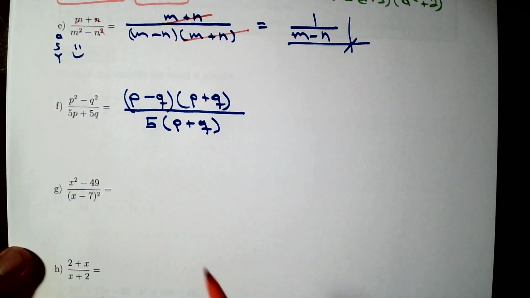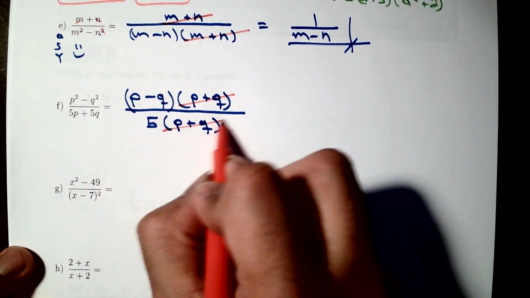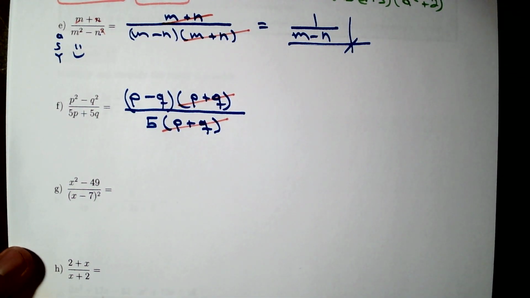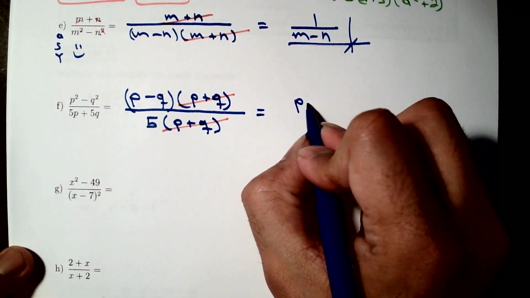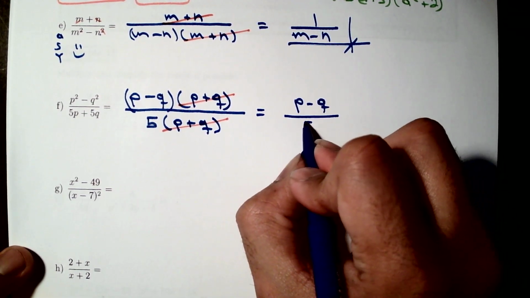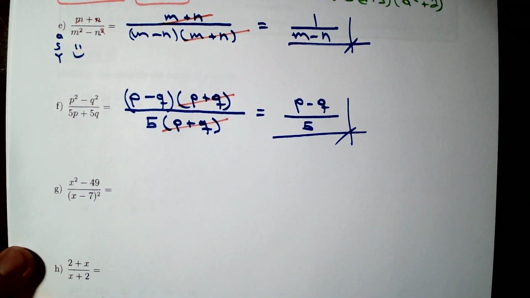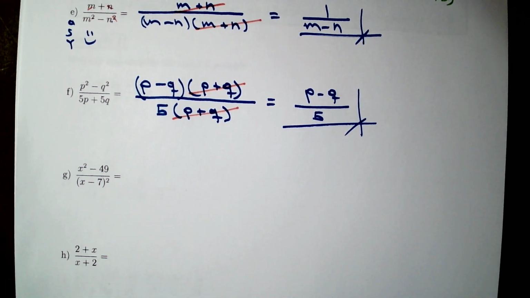Okay, so divide out p plus q, divide out p plus q. All we're left with is p minus q over 5. Final answer. Nothing else to keep simplifying.